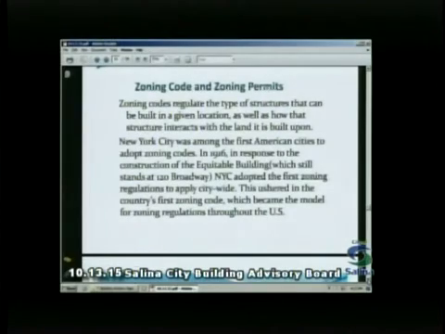Our zoning codes regulate the type of structures that can be built in any given location, as well as how that structure interacts with the land it is built upon. New York City was among the first American cities to adopt zoning codes. In 1916, in response to the construction of the Equitable Building, which actually still stands at 120 Broadway, New York City adopted the first zoning regulations to apply citywide. This ushered in the country's first zoning code, which became the model for zoning regulations throughout the United States.